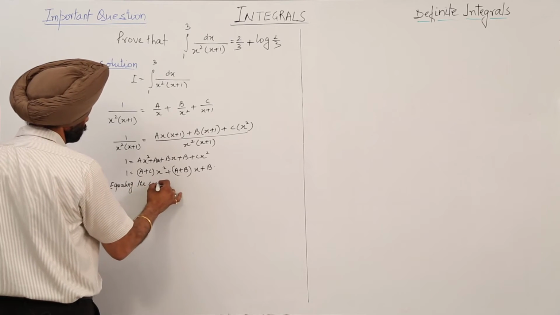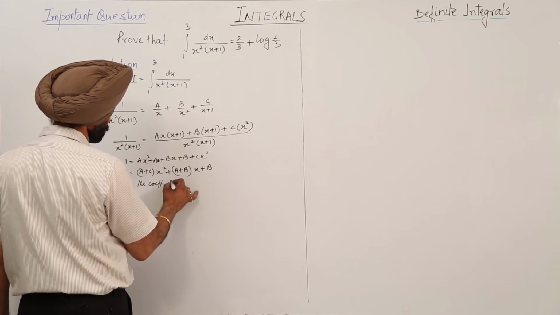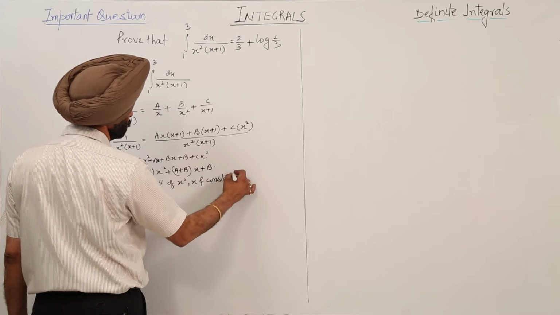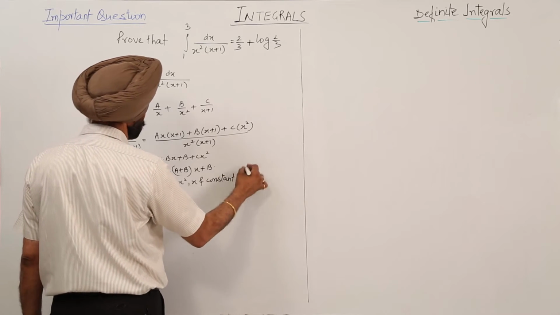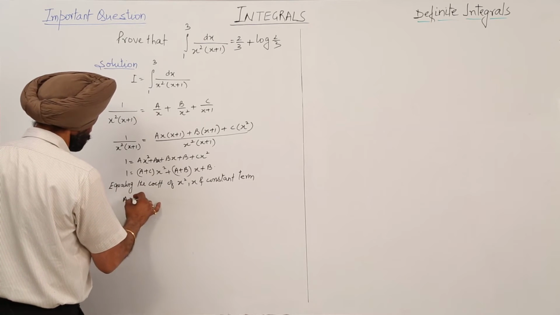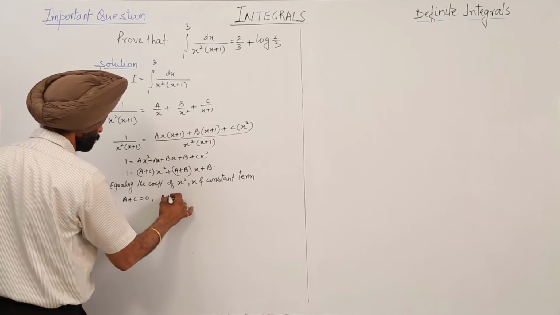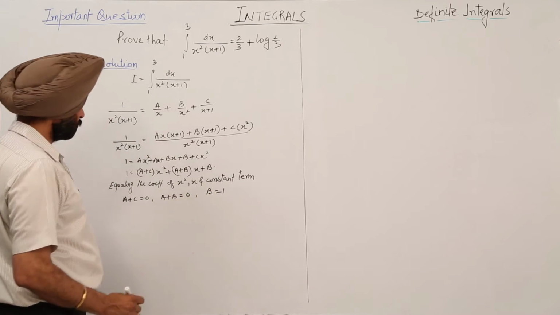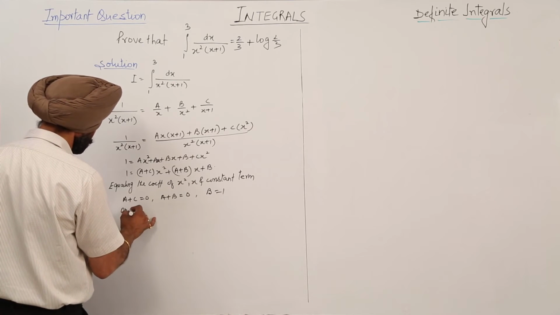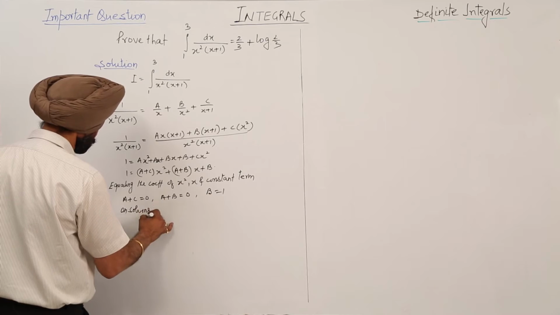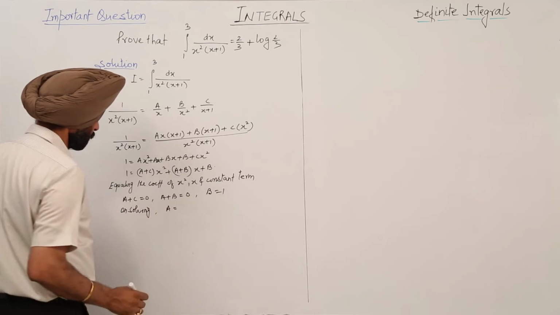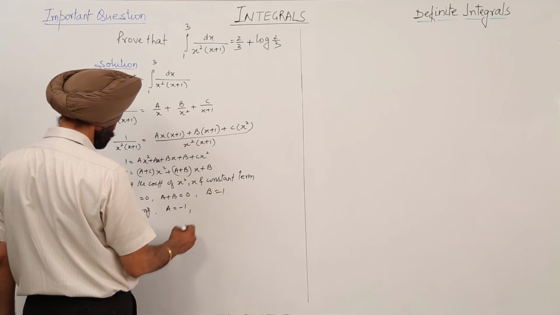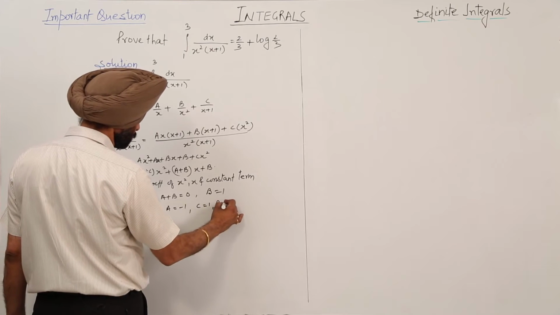Now, equating the coefficients of x squared, x and the constant term: A plus C is equal to 0, A plus B is equal to 0 and B is equal to 1. On solving, A is equal to minus 1, C is equal to 1, B is equal to 1.